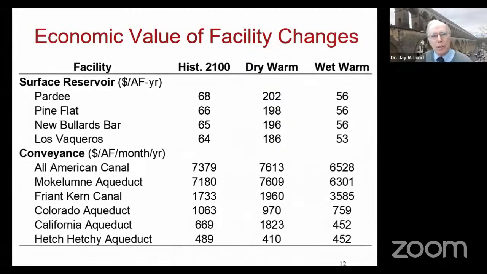This slide gives you some ideas of what are some of the economic results that come out of this model that you don't get with normal simulation models. And this is the economic value of expanding different surface water reservoir capacities and different canal capacities, aqueduct capacities for different hydrologies. And you can see the numbers vary quite a bit with climate, and they vary quite a bit by location.